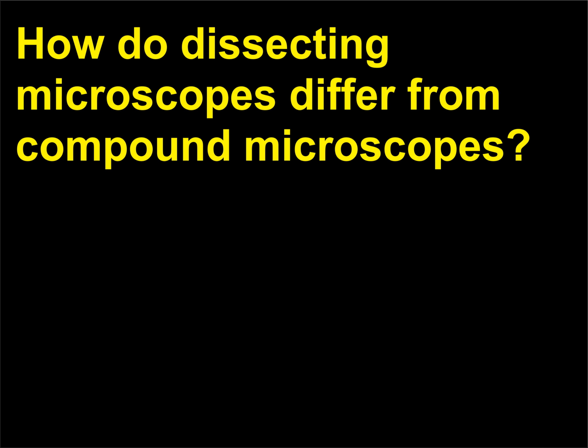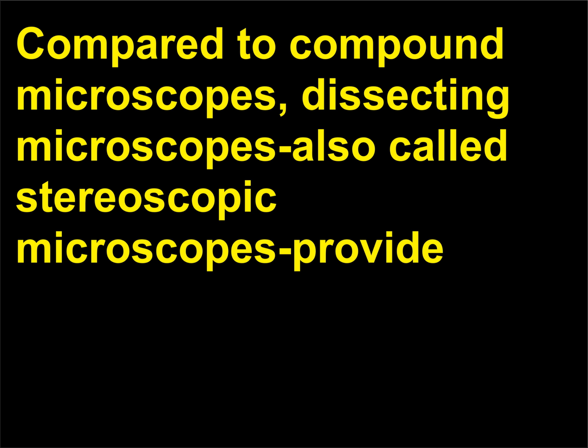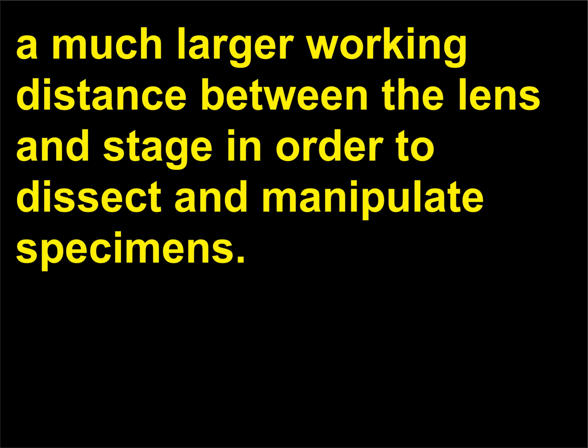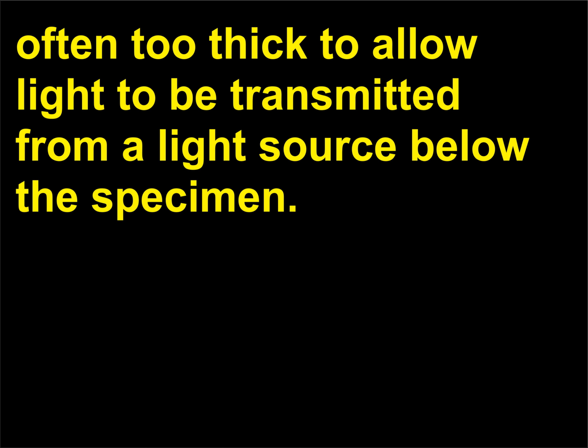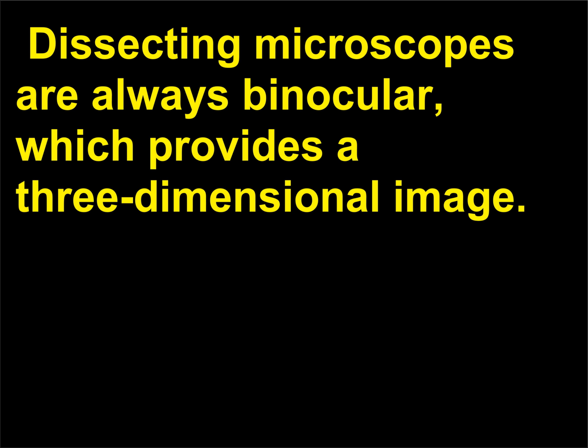How do dissecting microscopes differ from compound microscopes? Compared to compound microscopes, dissecting microscopes, also called stereoscopic microscopes, provide a much larger working distance between the lens and stage in order to dissect and manipulate specimens. The light source on a dissecting microscope is above the specimen, since the specimen is often too thick to allow light to be transmitted from a light source below the specimen. Dissecting microscopes are always binocular, which provides a three-dimensional image.